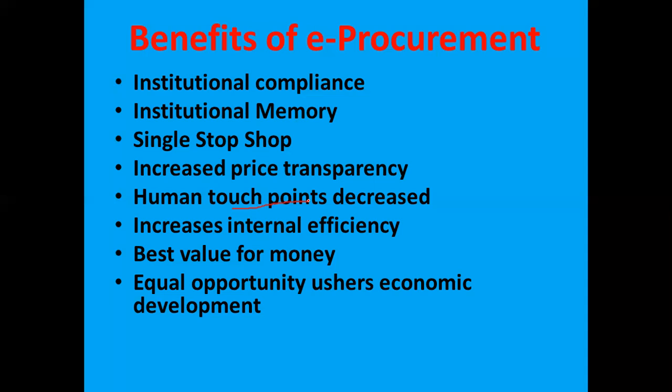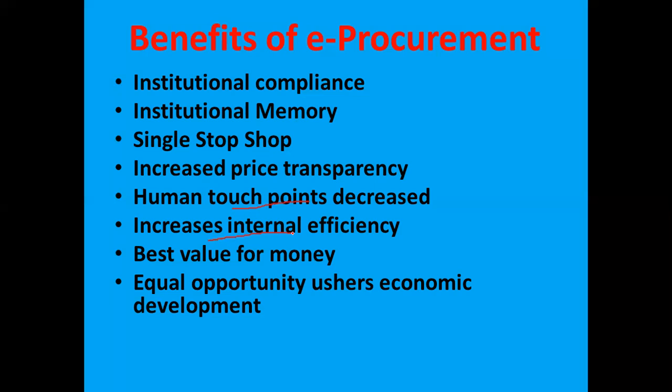Whenever the human touch points are decreased, automatically the efficiency will increase. How and why? During the course of time, the efficiency is increased whenever the products or services are online. Next, increases internal efficiency, obviously. Because of the e-procurement process, we can increase the efficiency internally. Internally means the processes from one place to other place, the transaction from one place to other place, the information sharing. We can reduce these and increase the efficiency.